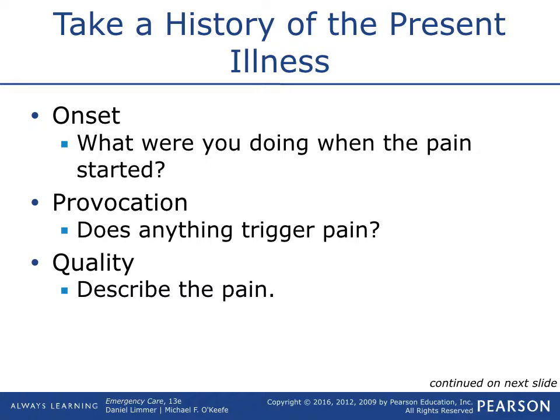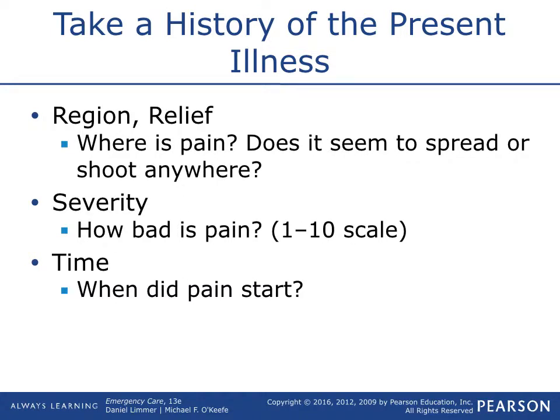Can you describe that pressure for me? And then they're going to say, well, it kind of feels like there's a vice around my chest. Okay. So take a history. Region, radiation: where is the pain? Does it seem to spread or shoot anywhere? So all right, Bob, does the pressure in your chest move anywhere? Does it go down? Does it move to any part of the body? Well, it hurts my back too, my lower back, but it's starting to hurt my right shoulder. Okay, so that gives me direction a little bit.